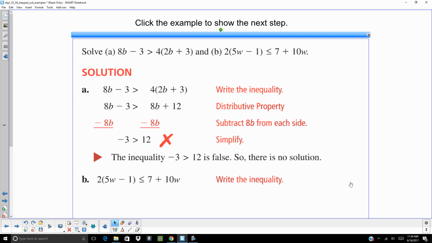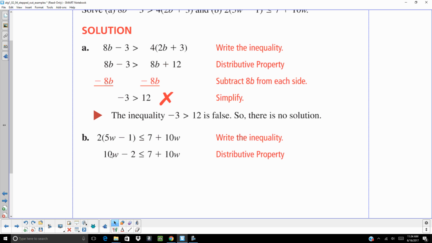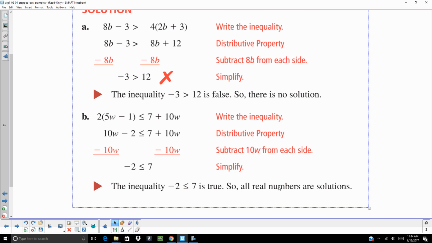On part B, I see parentheses again, so the first thing I need to do is use that distributive property. I'm going to subtract 10w from both sides, and I'm starting to think, is it like the previous one? All my variables cancel out, and I get negative 2 is less than or equal to 7. Well, in this case, that's a true statement. So this one is all solutions. So what you need to get out of this is if your variables cancel out and you're left with a false statement, it is no solution. If your variables cancel out and you're left with a true statement, it is all real numbers.